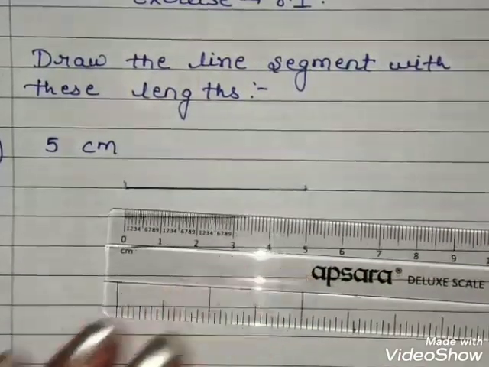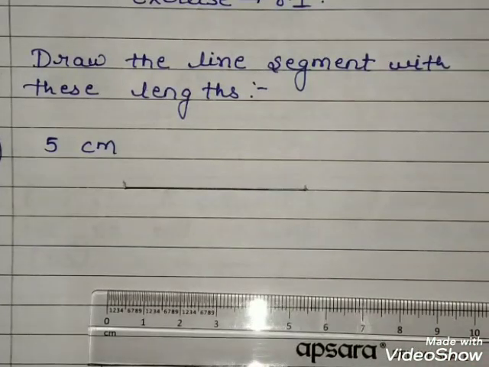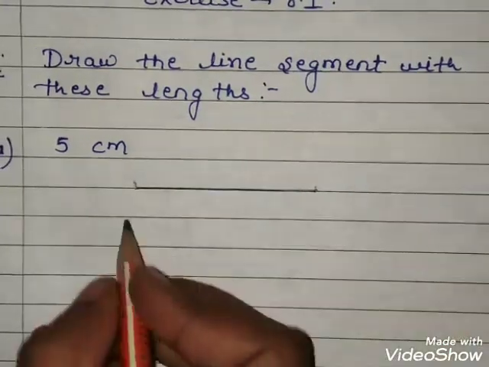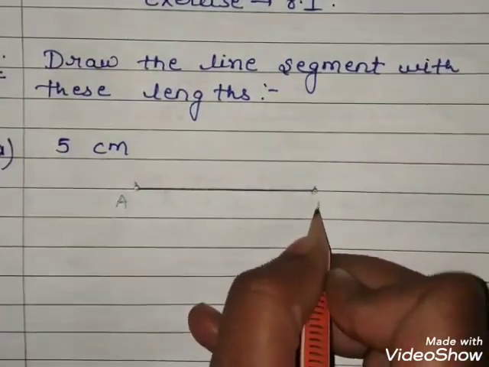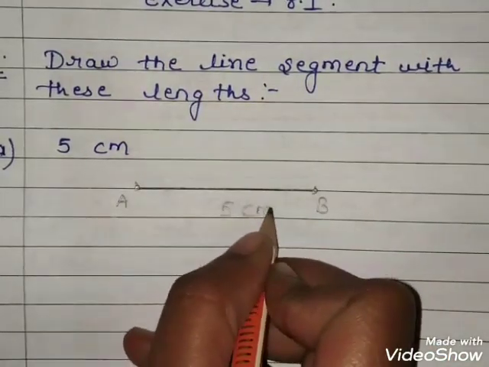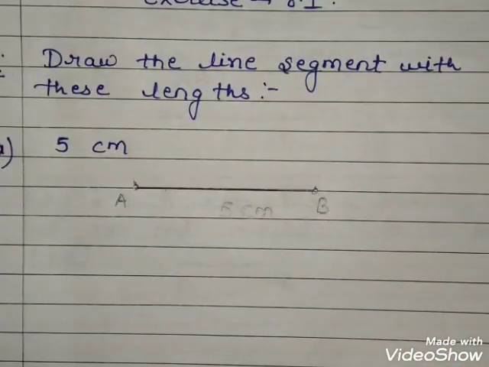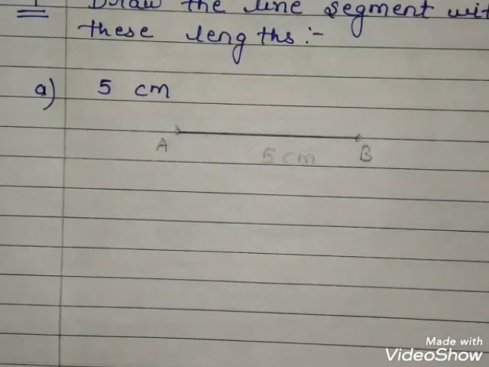Children, please use pencil only to make a line. Please don't use pen. Okay. So now here, this is the line. You please mark it like this. This is the line of length 5 centimeters and its name is AB. Okay. Now moving to the next question.